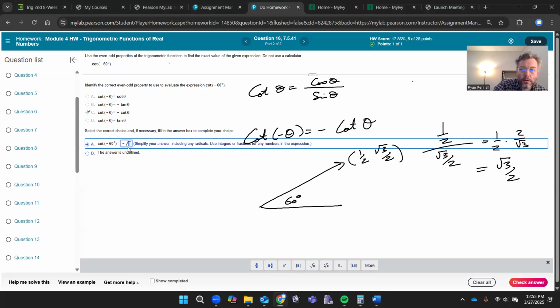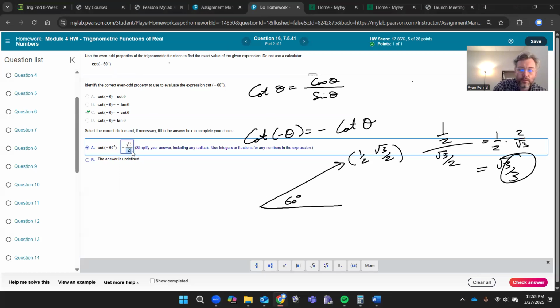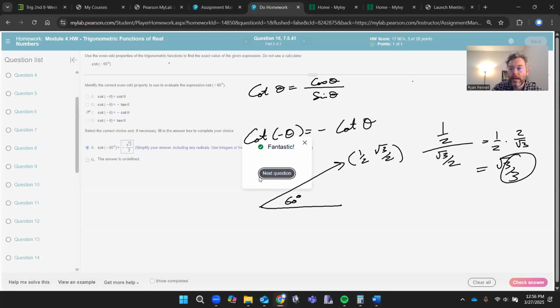Square root 3 by 2. Oh no, the 2 cancels. Okay, that should have been a 3, not that. All right, fantastic.